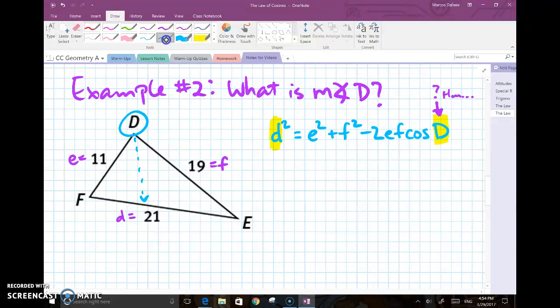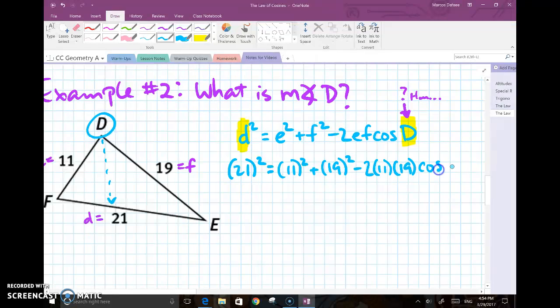So I'm trying to figure out, what is that? So here we go. My d becomes the 21, so it's 21 squared. My e is 11 squared. My f is 19 squared. This is minus 2 times 11 times 19, and this is cosine of my focus angle, which I don't know again. So 21 squared is 441. This is 121. And 19 squared is 361.